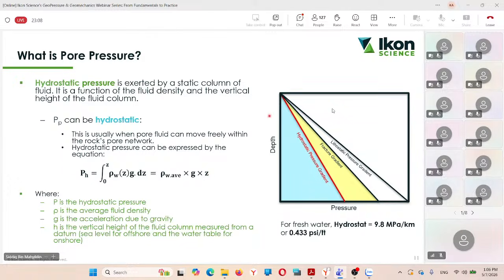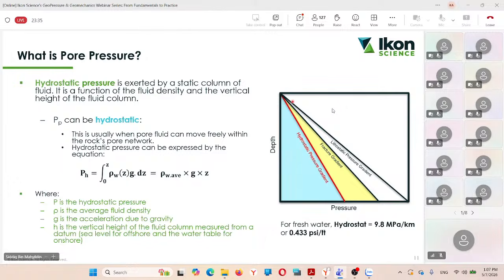Most of the time, for fresh water, the hydrostatic pore pressure is around 0.433 psi per foot, and that is equivalent to 8.33 ppg. So if in your formation you have salt water or brine, then this hydrostatic pore pressure could be higher as well. We always visualize hydrostatic pore pressure in this form. We have depth versus pressure. This is our hydrostatic pore pressure increasing with depth.